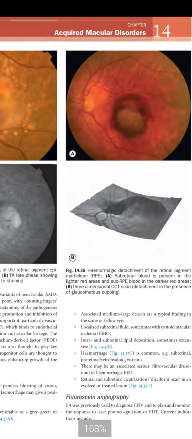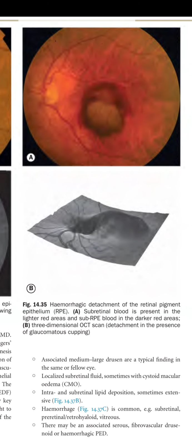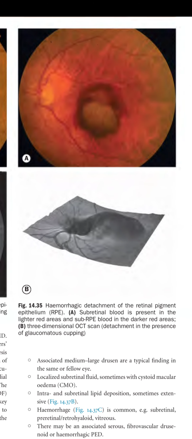Hemorrhagic detachment of the retinal pigment epithelium. A is showing subretinal blood present in the lighter red areas and sub-RPE blood in the darker red areas. Three-dimensional OCT scan shows the detachment in the posterior pole.